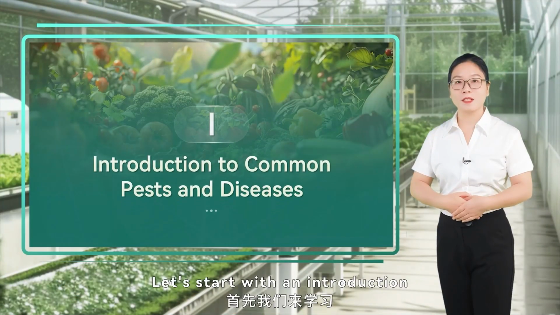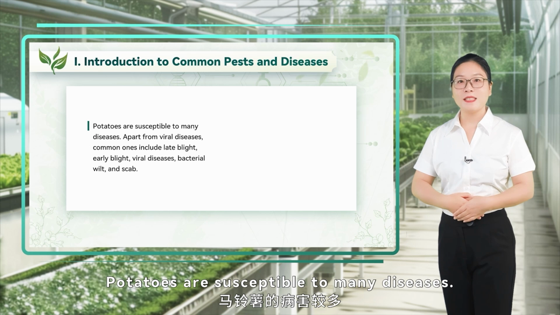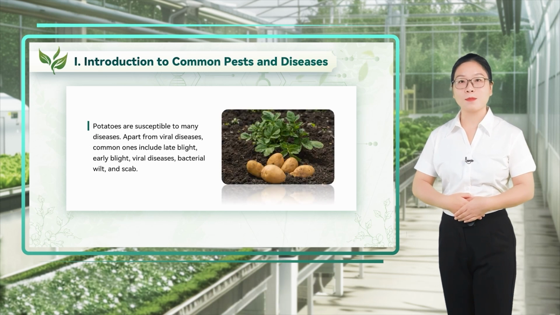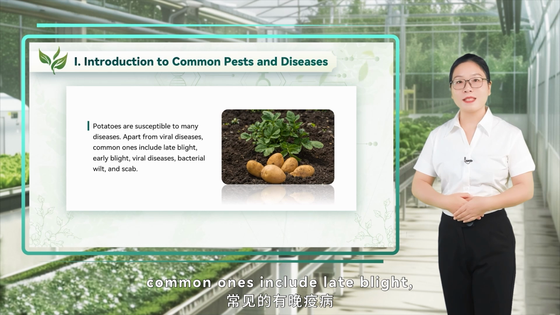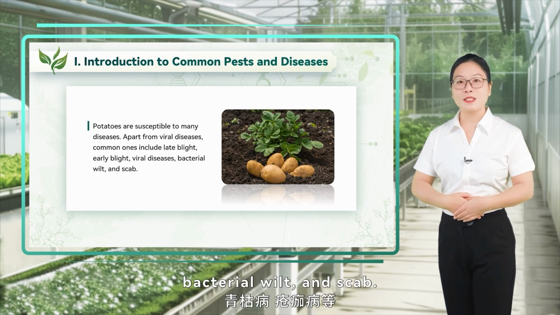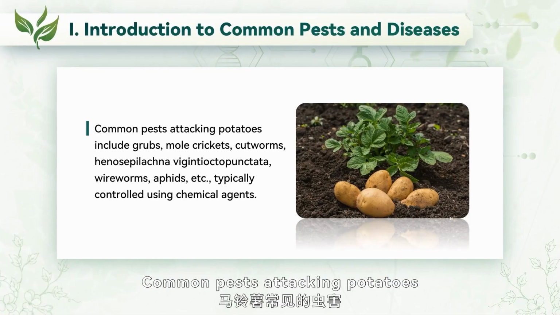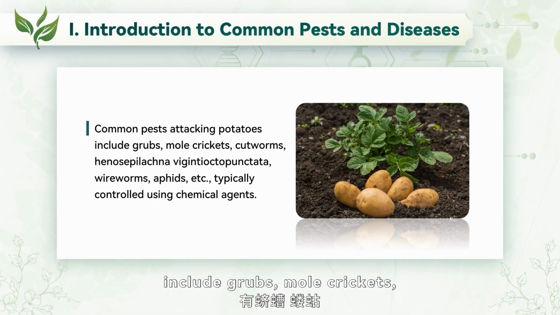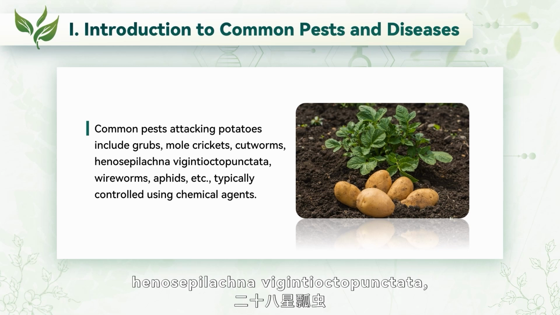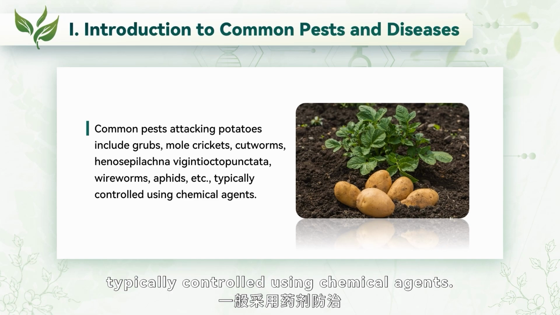Let's start with an introduction to common pests and diseases. Potatoes are susceptible to many diseases. Apart from viral diseases, common ones include late blight, early blight, viral diseases, bacterial wilt, and scab. Common pests attacking potatoes include grubs, mole crickets, cutworms, Henocephalachnavagentiactopuncta, wireworms, aphids, etc., typically controlled using chemical agents.